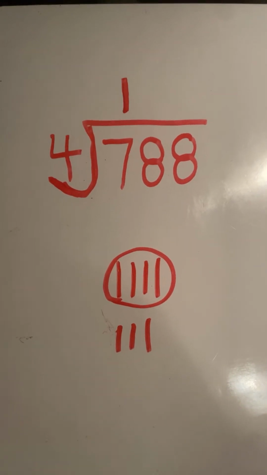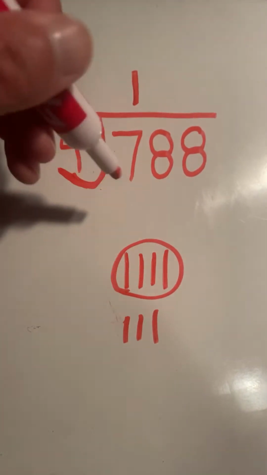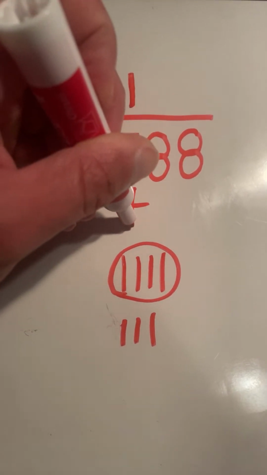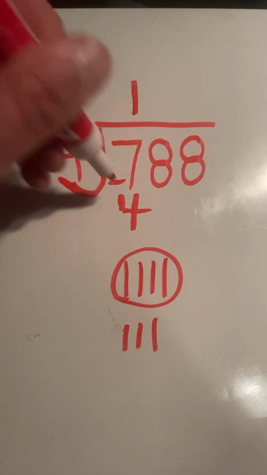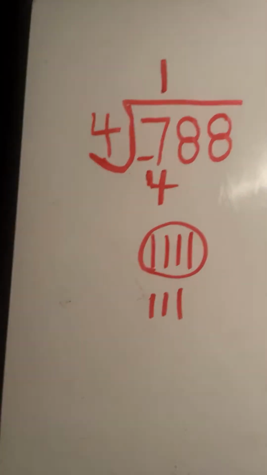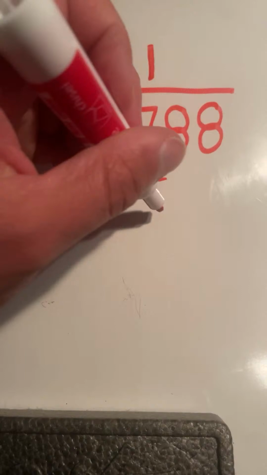Now the closest I could get to 7 without going over was 4. I was able to get 4 tallies in one row without passing the number. And 7 minus 4 equals 3. We have a remainder of 3. As you can see, there's 3 tallies that are not in a circle here. So 7 minus 4 equals 3. 3 is our remainder.